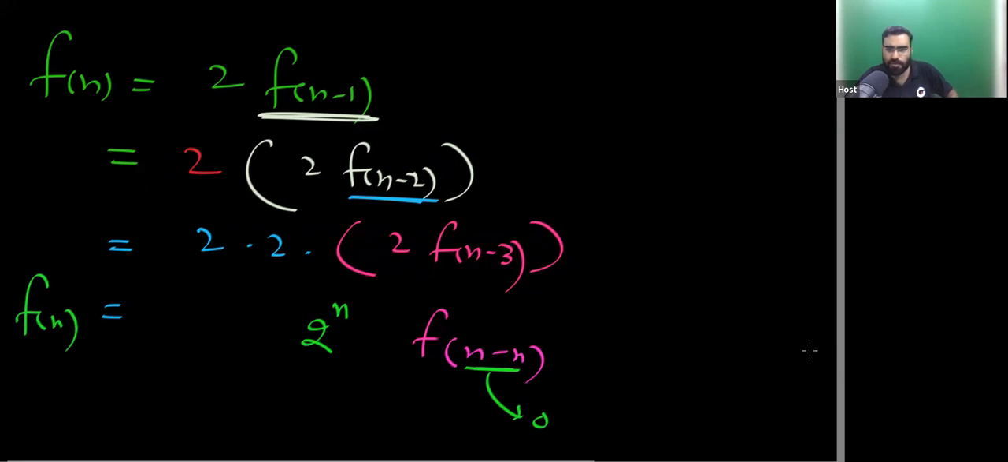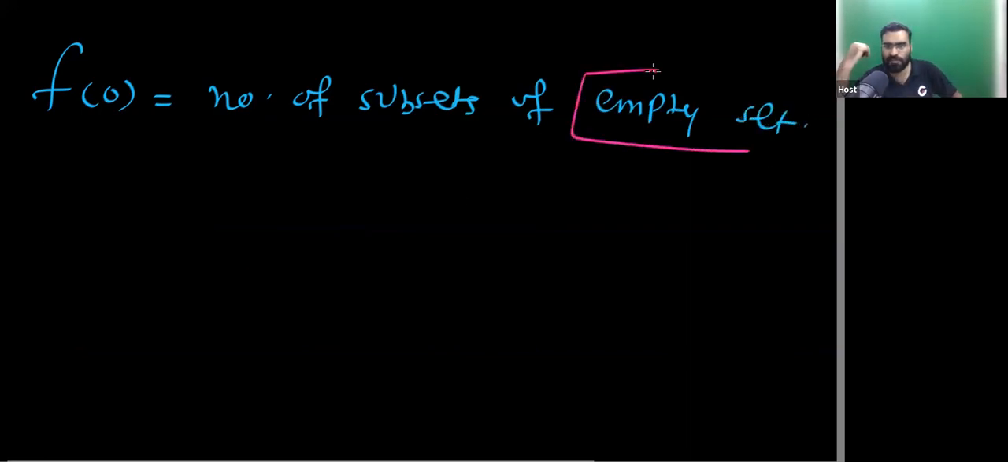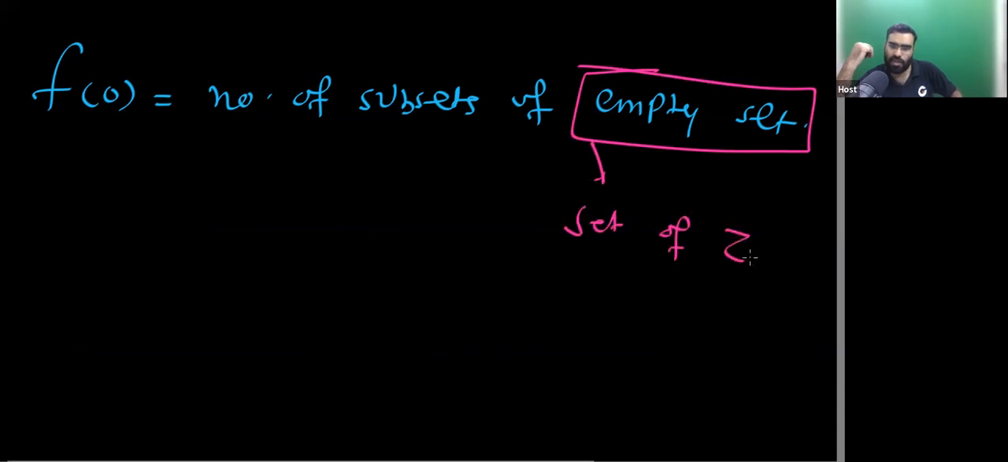And what is F0? This is the number of subsets of the empty set. Remember what F0 is: F0 is the number of subsets of the empty set. Empty set means a set with 0 elements. This is your set with 0 number of elements.